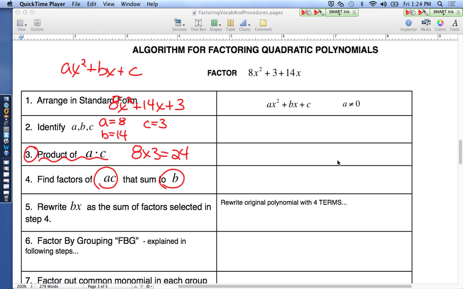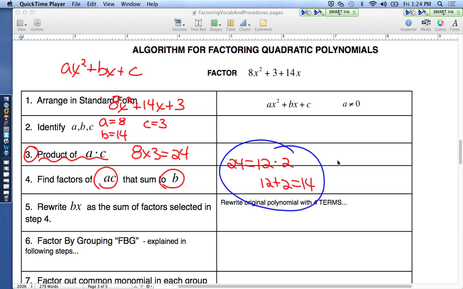So I need factors of 24, meaning numbers I multiply to get 24. And when I add these numbers together in this problem, I am looking for numbers that add to 14. So I need factors of 24 that sum to 14. So 24 is 12 times 2. 12 plus 2 equals 14. So the factors that I'm looking for are 12 and 2. And this is one of the key pieces. This is one of the most important things to learn when you're factoring quadratics.